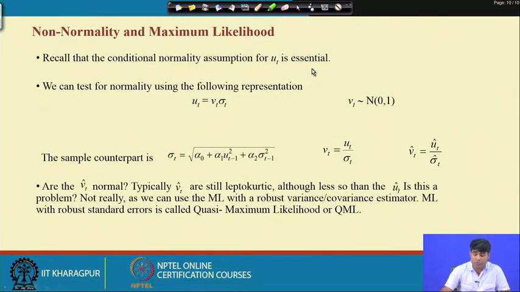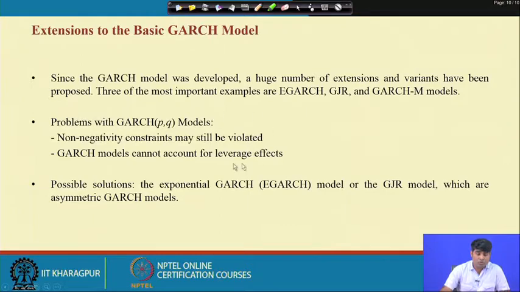Again, taking the clue, we have the GARCH model, where a huge number of extensions and variants have been proposed. That is what I have already highlighted. That means, the GARCH cluster is actually a basket that starts with simple GARCH, then EGARCH, GJR and GARCH-M models.